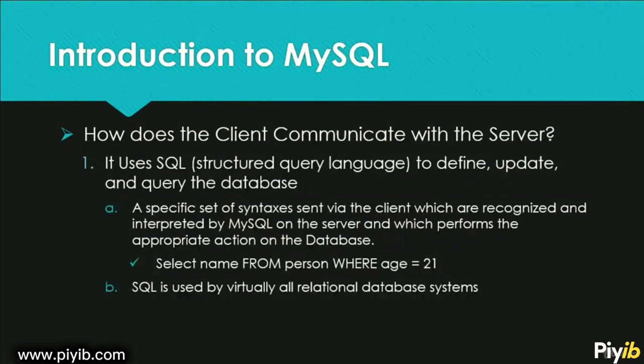Now that we know what a client is, let's talk about how a client communicates with the server. To do this, it uses something called SQL, or Structured Query Language. This language can be used to define, update, and query the database. A query is just a term for the set of instructions sent. Like any language, SQL has a specific set of syntaxes that when sent from the client to the server can then be interpreted by MySQL so that it can take the appropriate action on the database. A quick example of this syntax would be something like: select name from person where age equals 21. We'll get into the actual syntax later in the course, but for now, that's how it looks.